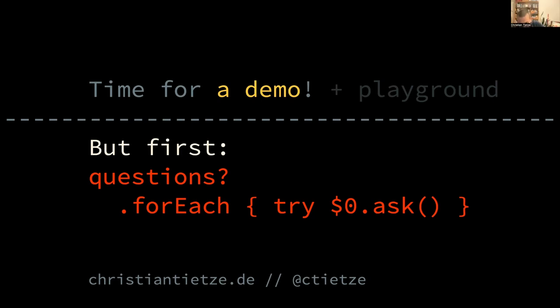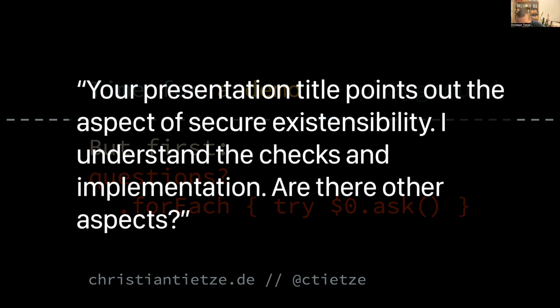Okay, Marco asks, your presentation title points out the aspect of secure extensibility. I understand the checksum implementation. Are there other aspects? Yes, if the manifest is not declaring the inputs and outputs, the script doesn't have access to them. That's the rule of my framework, of the library that I'm writing. You only get access to the output collectors that you declared in the manifest file, which means when the user activates the plugin, you can display what the plugin has access to.